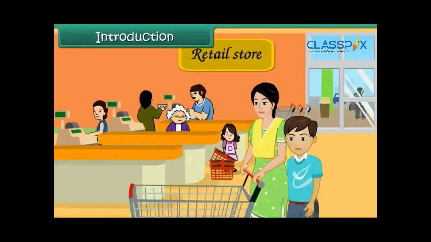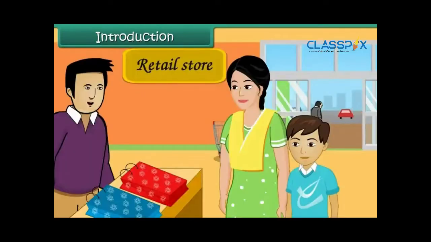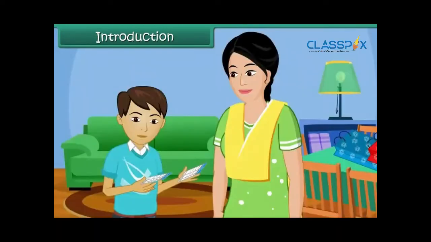That evening, Mother and Anuj visited the shop. Anuj bought 2 shirts for rupees 2,549. Her mother bought some grocery items and the bill amounted to rupees 2,350. At home, he compared the total amount of the 2 bills. He told that his shirt's cost was more than all the grocery items.